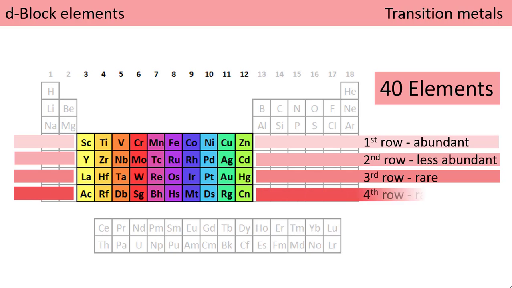The fourth row are all radioactive. Only the first element, actinium, is naturally occurring, and this in very small quantities. All of the rest are synthetic, meaning they are man-made, and they are highly unstable, so there's next to no chemical studies on any of these elements.